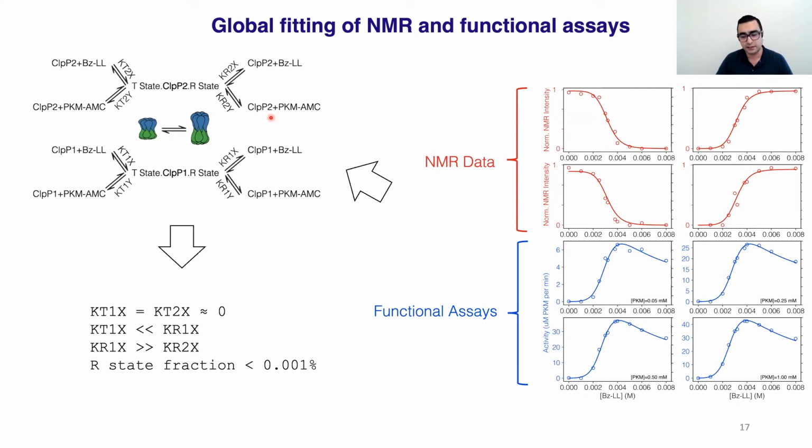Another thing that comes out of these fits is that the R state fraction, which is the active fraction, is less than 1,000th of 1%. If you recall, this explains the lack of activity of the P1, P2 complex in the absence of our allosteric effector.